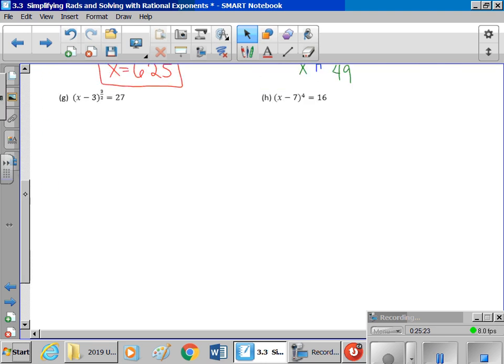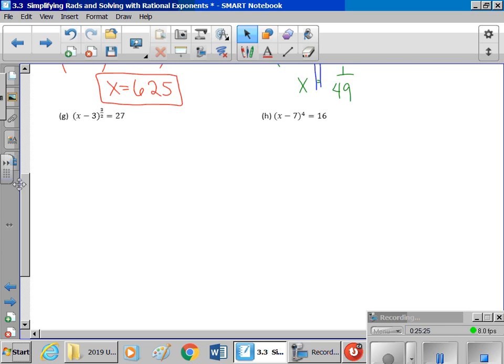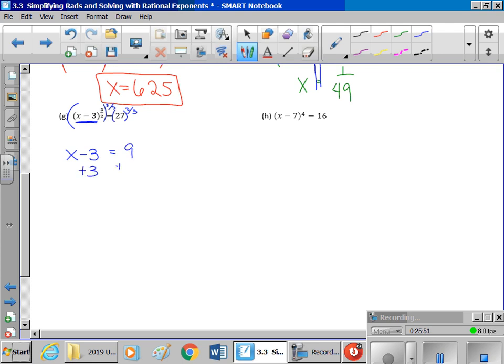Okay, last two. Let's get these done. So in this case, here's the base. So we need to isolate that base. It's already isolated. So we're just going to take this whole term on the left-hand side and raise it to the 2/3. So you're going to get x minus 3 is equal to, the cube root of 27 is 3, and 3 squared is 9. Easy enough there. Add 3 to both sides, and x is equal to 12.